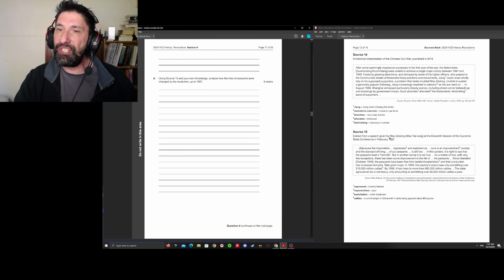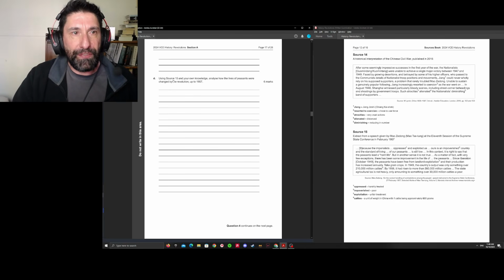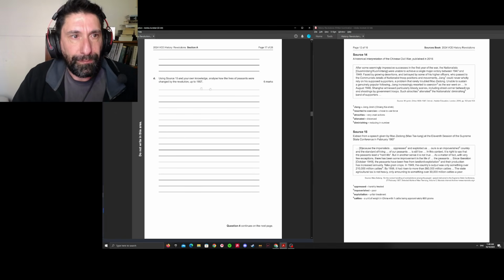Extract from a speech given by Mao Zedong at the 11th session of the Supreme State Conference in February 1957. So, referring to source 15, lives of peasants, analyse how the lives of peasants were changed by the revolution up to 1957. So, it's an AOS2 question, so we're talking from 1949 up to 1957.